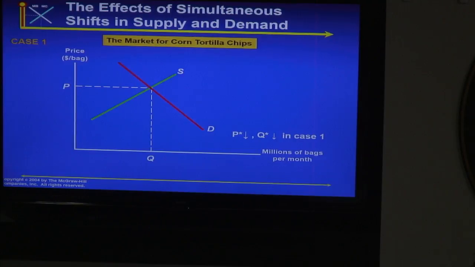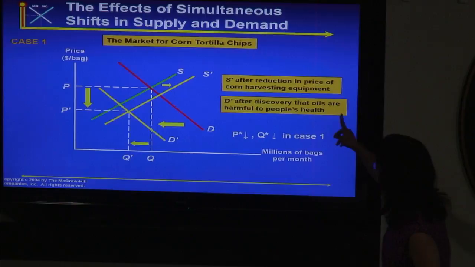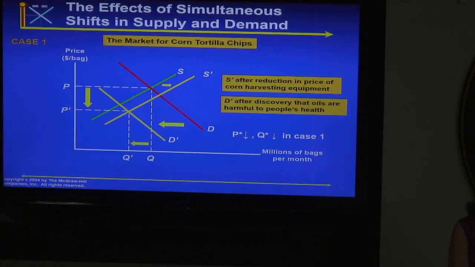So let's analyze it. I'm going to give you 2 scenarios. One is on the demand side, one is on the supply side. On the demand side, there is a discovery that the oil is harmful to people's health, probably corn oil. If you read that, you say, oh, bad news. So you would want to eat less of these corn tortilla chips, because you watch what you eat. And that effect is pretty big, so it shifts very much to the left due to these harmful effects.